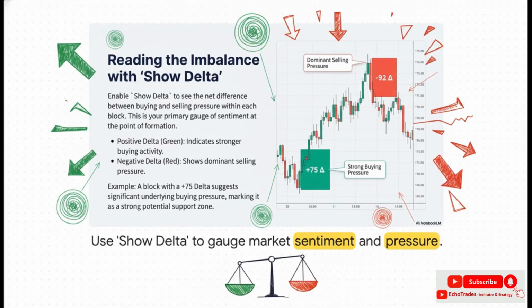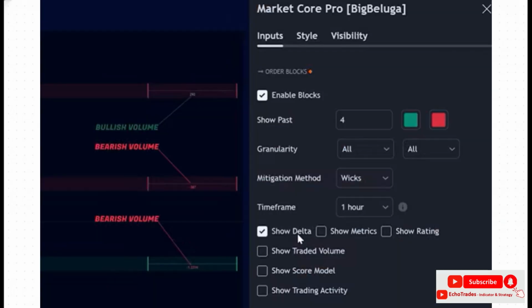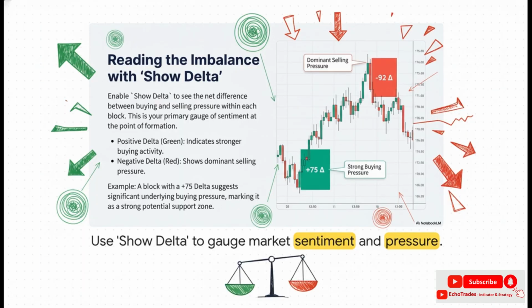Let's start with something called delta. By enabling Show Delta, you can see the net difference between buying and selling pressure. A positive number, like this plus 75 here, shows strong buying pressure. A negative number, like negative 92, shows that selling pressure was dominant. It's your number one gauge for sentiment.